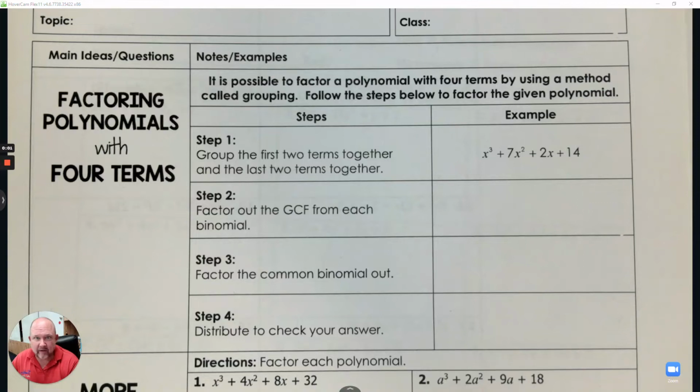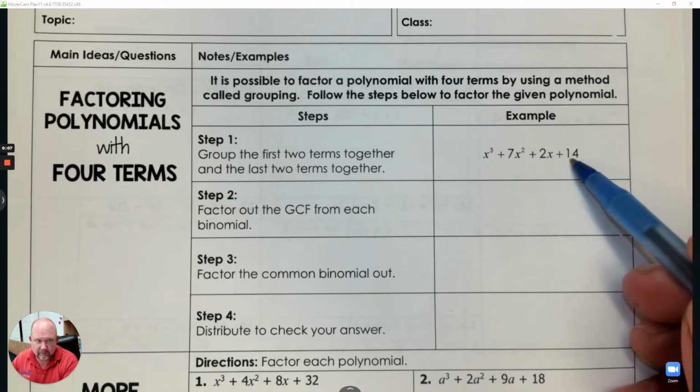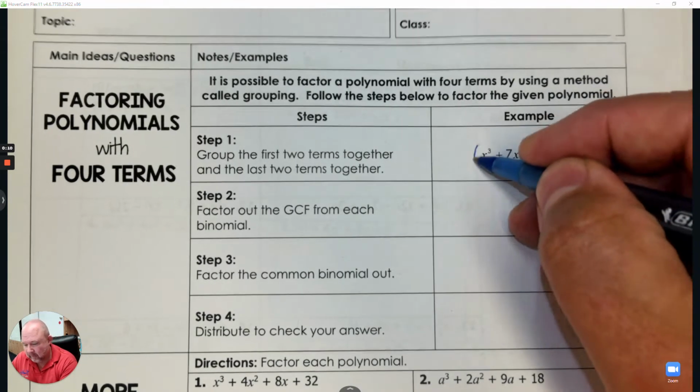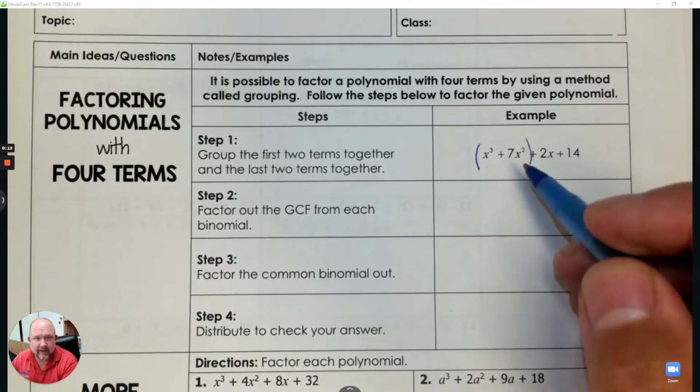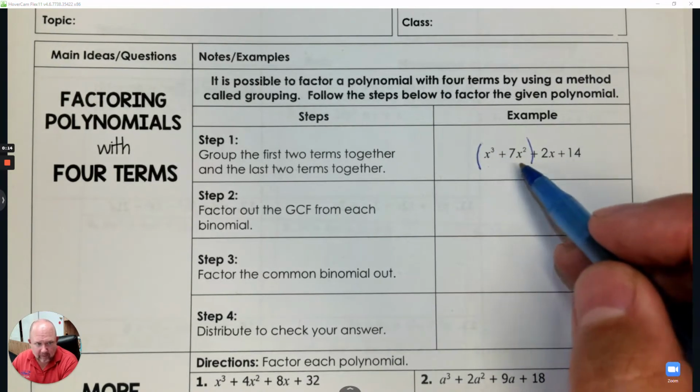All right, here's your lesson on factoring by grouping. And this happens when you have four terms. And so here we have four terms. And our first step here is to look at only the first two and think, what's the greatest common factor? What do they both have in common?